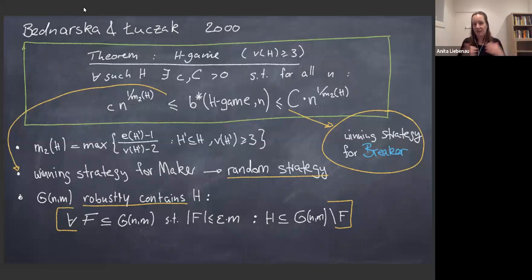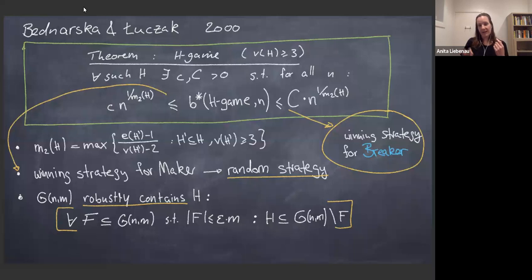So it's a random strategy, which of course doesn't always work. Like the random strategy might give you a stupid subgraph with small probability, but it is a winning strategy with positive probability. So with positive probability, this strategy will get you a copy of H.